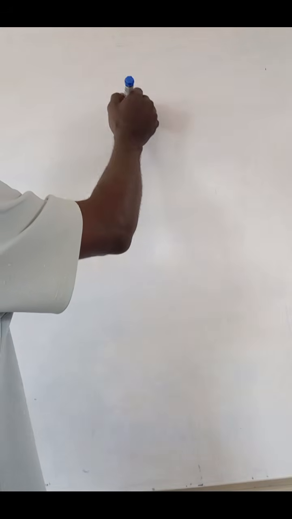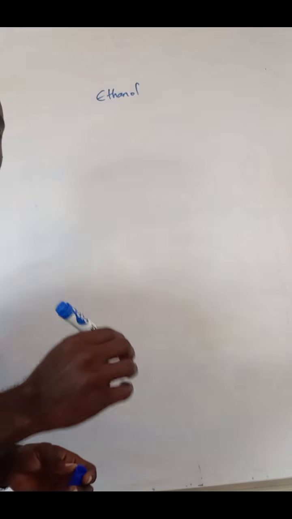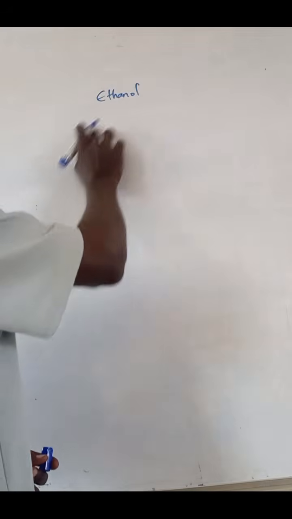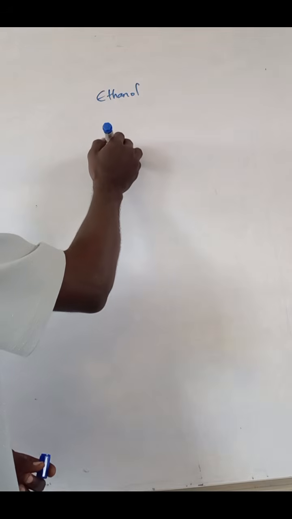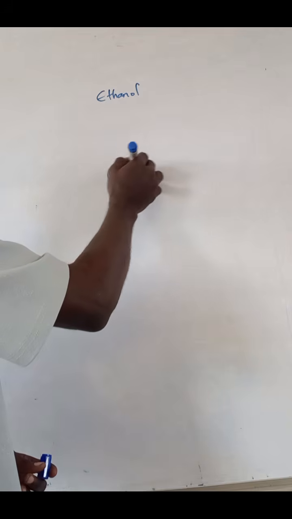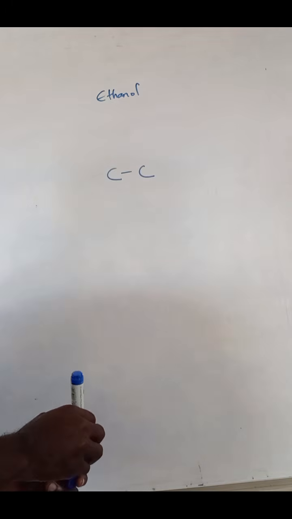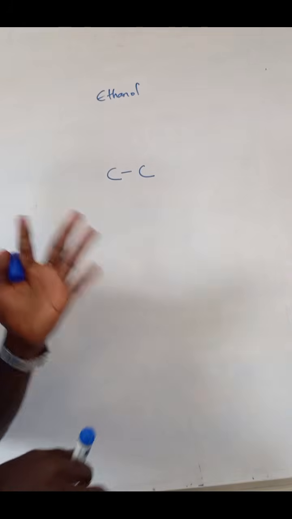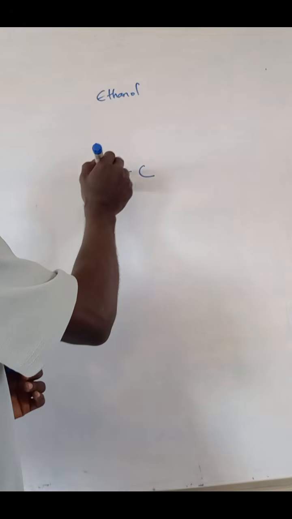Now, let's take for instance a typical example of alcohol, which is ethanol. Let's draw the structure of ethanol first. After drawing the structure of ethanol, we will know whether it is primary, secondary, or tertiary. We already know that anything ETH has two carbons. So to draw the structure, we connect the two carbons first. After connecting the two carbons, you make sure that each carbon is forming four bonds. So this is 1, 2, 3, 4. 1, 2, 3, 4. You understand that?